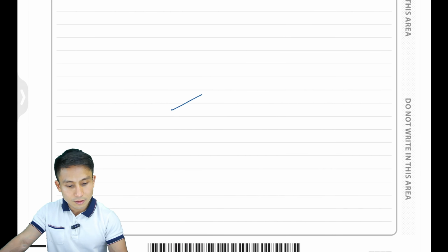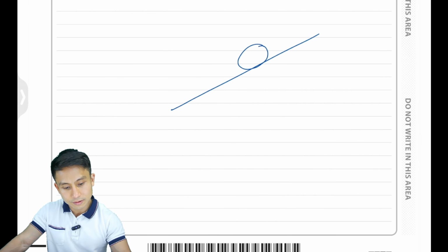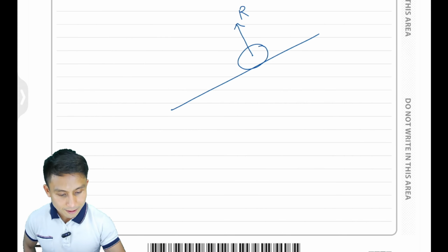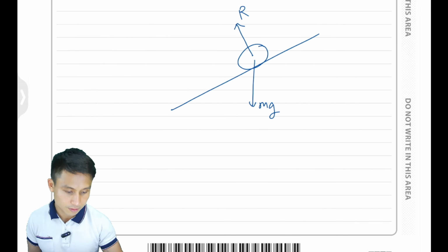Okay, so this is the car again. Let's make R just R. Okay, so this is mg.